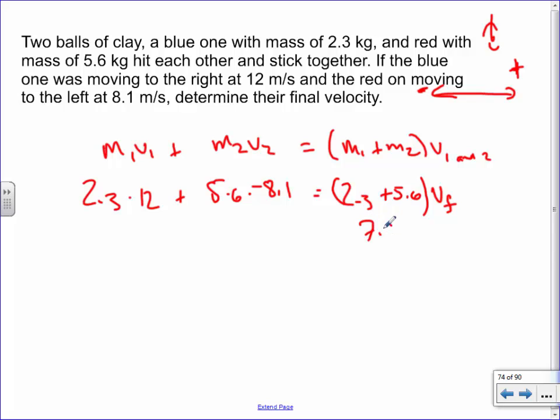2.3 and 5.6 is 7.9, which is the total mass of both of them, right? So all you have to do is divide by 7.9. Honestly, this is very similar to what the last question looked like. Just make sure that you do all of the stuff on the top first, press enter, then divide by 7.9. And don't miss the negative sign, because they're going opposite directions. Let me know if you guys get this.